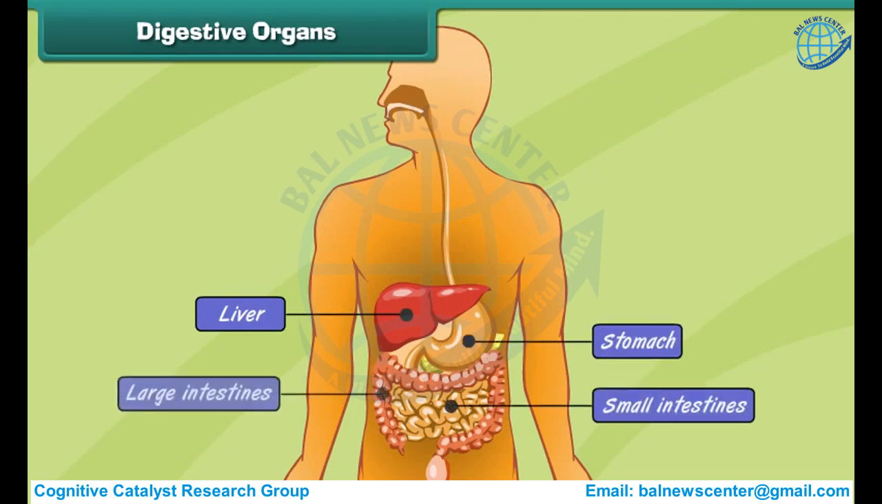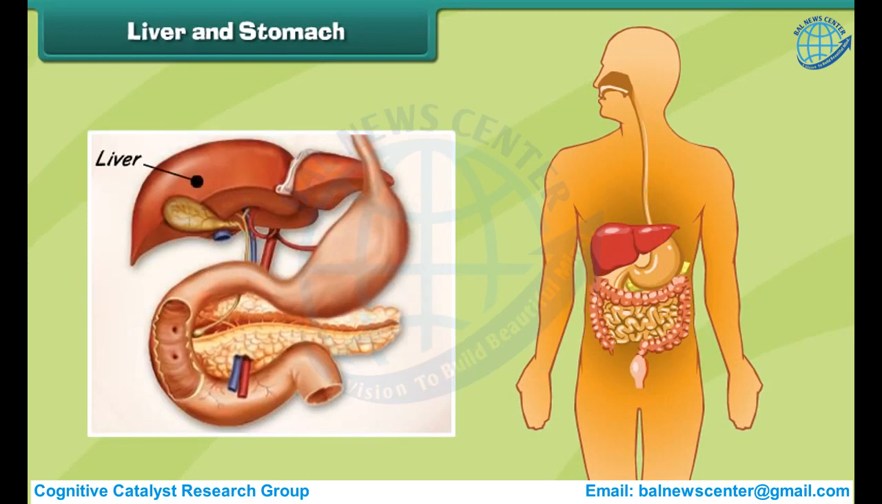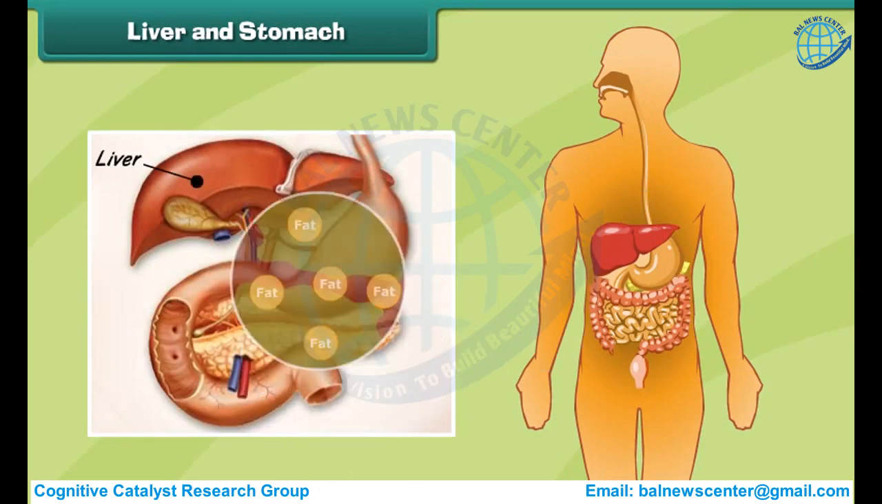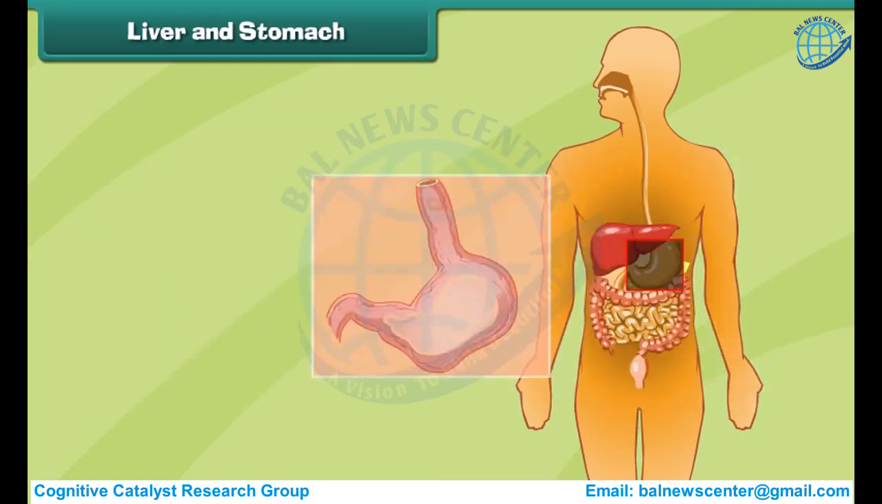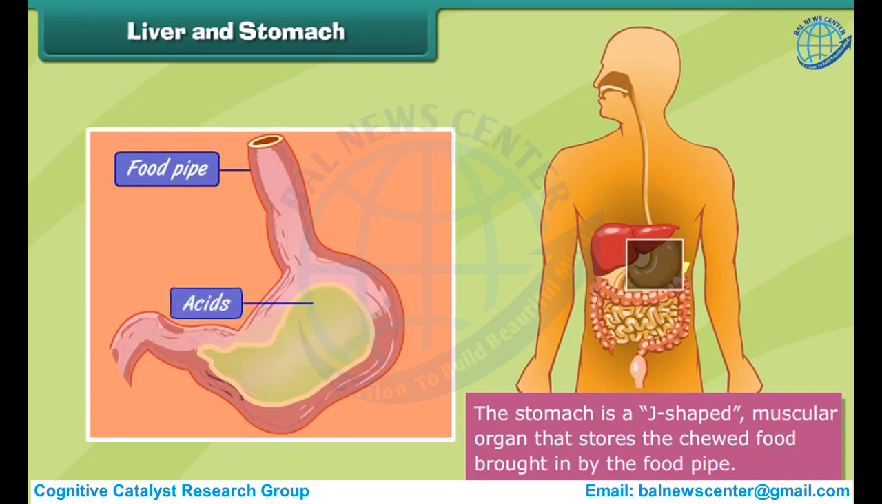Let us now understand the functions of these organs. Liver and stomach. The liver is a secretory organ that produces many juices that help in digesting food. The stomach is a J-shaped muscular organ that stores the chewed food brought in by the food pipe. The food is digested in the stomach with the help of enzymes and acids present here.